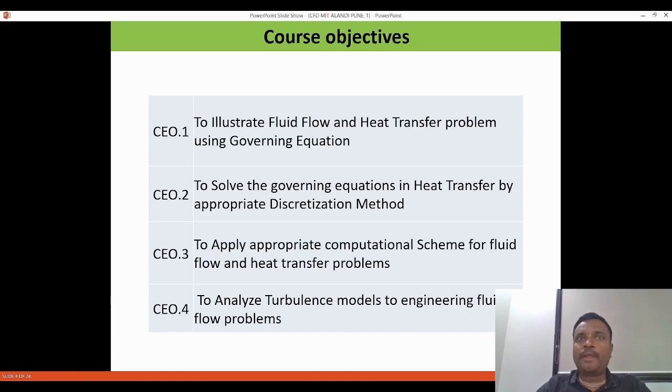The fourth one: we have already done laminar flow. In this course we will be focusing more on turbulence modeling in engineering fluid problems. So these four aspects we will go ahead with.